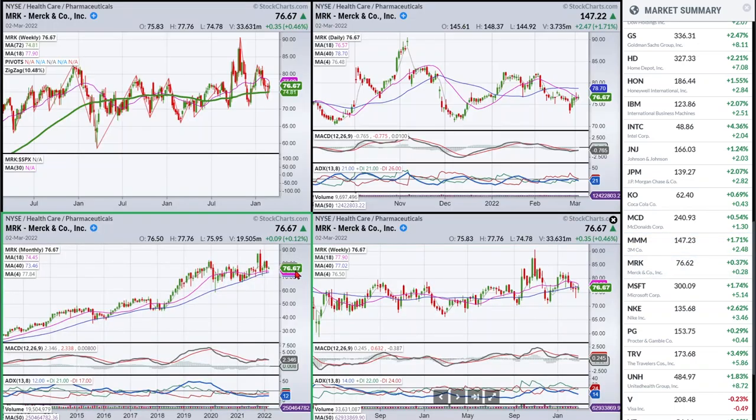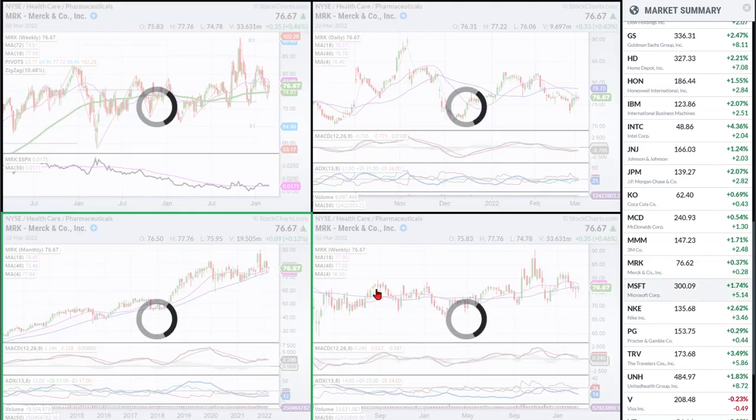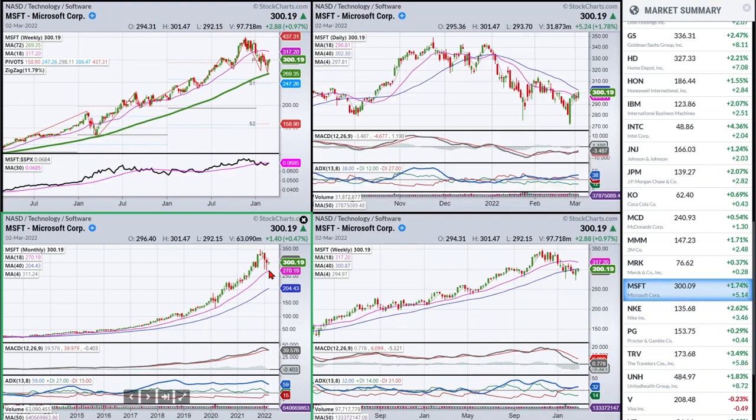Merck, it continues to struggle to do anything meaningful. It failed on its breakout, and then it failed on its reattempt. And now I think there's a lot of support in the low 70s, but there's nothing exciting happening in this stock. So Microsoft has come down and tested the 18-month line.